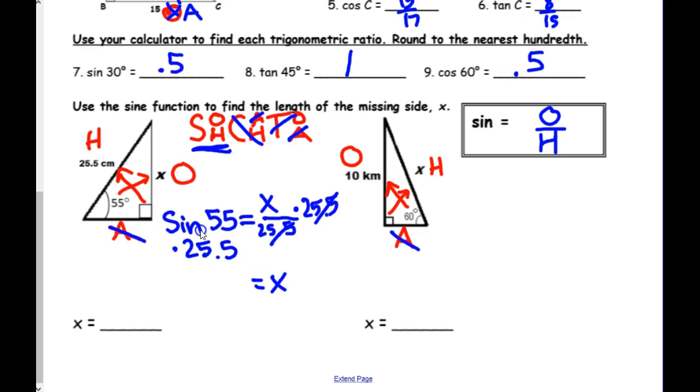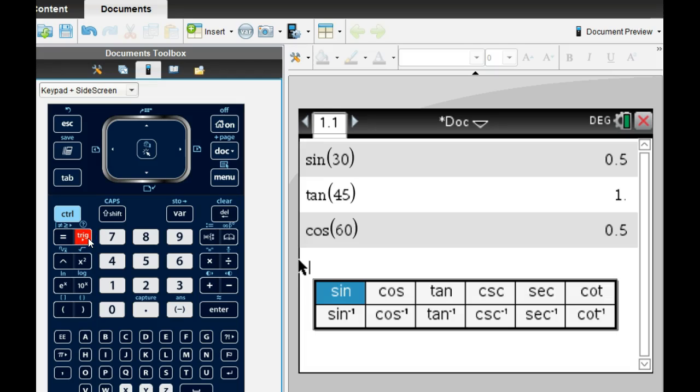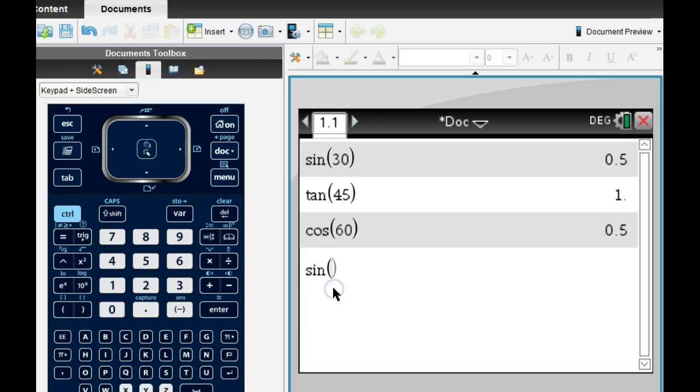So now this is a calculator problem. Sine 55 times 25.5. I want everyone in this room to type this in their calculator. So let's go to our calculators. We're going to type sine 55 times 25.5. So we hit the trig button. Everyone's with me? You're putting your fingers to the yellow calculators right now. So hit trig, sine.